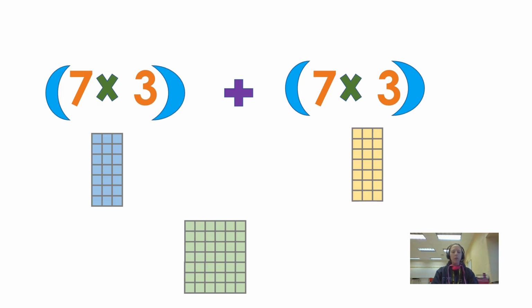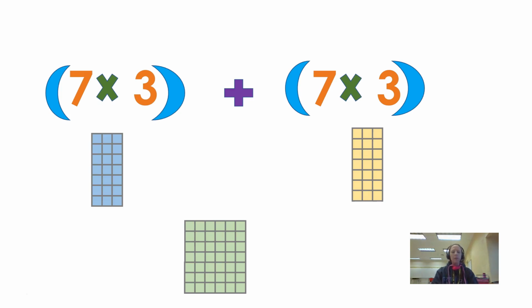When the 2 arrays are put back together as one array, it will be the same as the original array of 7 times 6. This is how the distributive property is written out. When solving this number sentence, multiply inside the parentheses first. 7 times 3 is 21, and 7 times 3 is 21. Then add the products together. 21 plus 21 is 42.